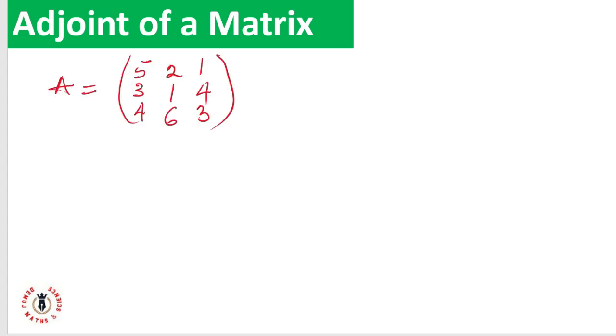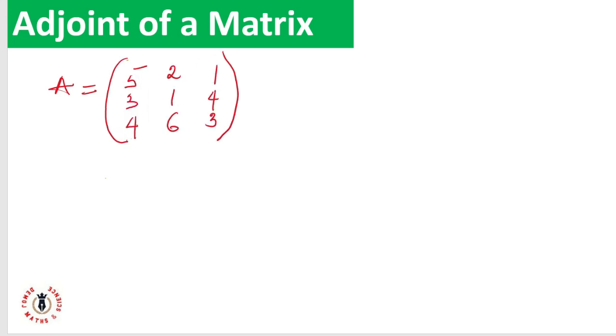If I have a matrix A with these elements and I'm to find the adjoint of this matrix, simply said, I am looking for the transpose of the cofactors of this matrix. First and foremost, let's get the cofactors of this matrix. Now the sign on 5 will be plus, here will be minus, plus, minus, plus, minus, plus, minus, and plus. The next thing we'll be doing is to find the cofactors of this matrix.